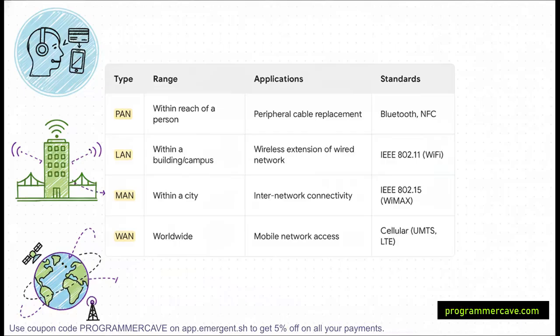A little bigger, we have local area networks, or LANs, which cover a building or maybe a college campus. This is your classic Wi-Fi. Zooming out even more, you get metropolitan area networks, MANs, which are built to cover an entire city. And finally, the big one, wide area networks, or WANs, which give us that worldwide access, like the cellular networks our phones are always connected to.